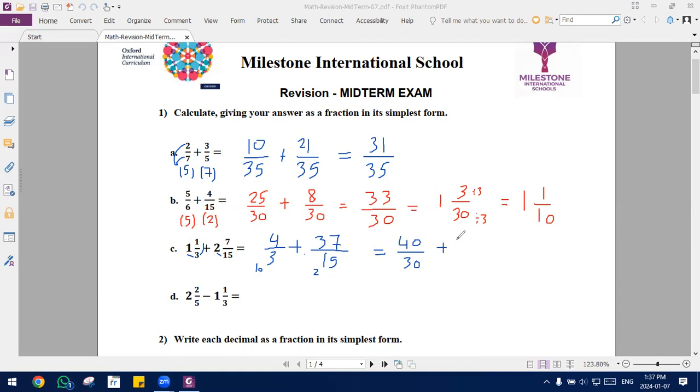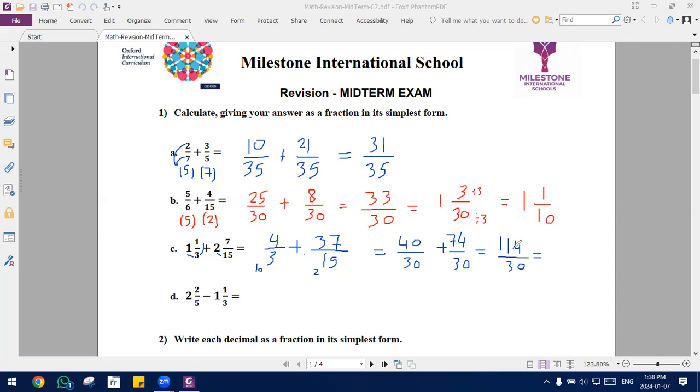plus 74 over 30. Now when I add them, 40 and 74, 114 over 30. Now we make it a mixed number.